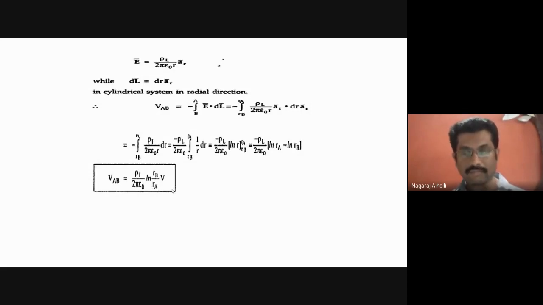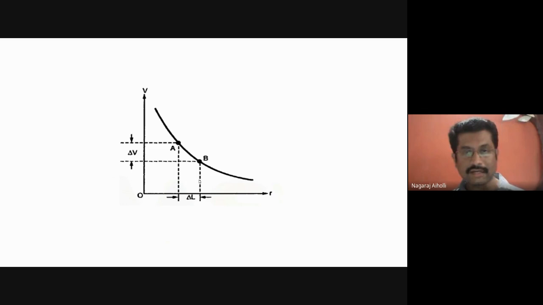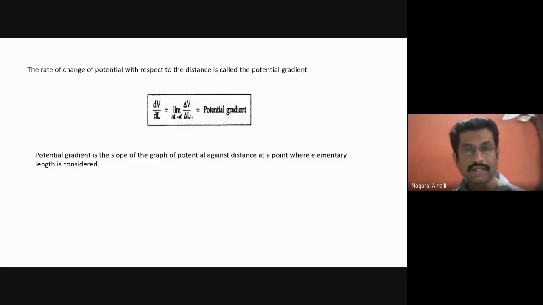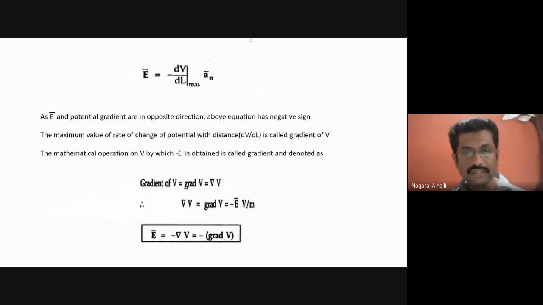Potential gradient: we defined what is potential gradient, and then we explained it graphically considering this graph. Then the final equation for potential gradient is dV by dL is equal to the limit of delta V by delta L as delta L tends to 0. That is our potential gradient. Later we discussed the relation between E bar and V, where we derived an important relation between these two. The final equation that we got is E bar is equal to minus del V. That is, electric field intensity is the negative gradient of the electric potential.